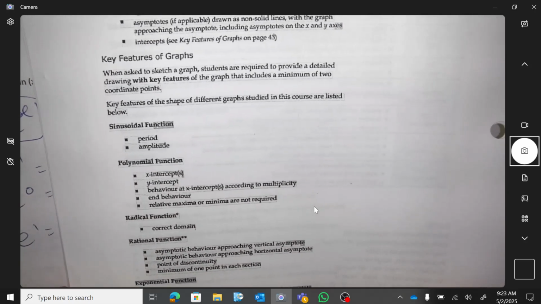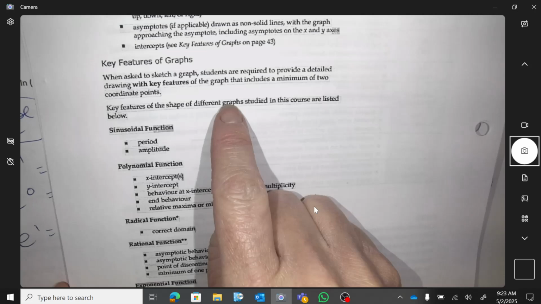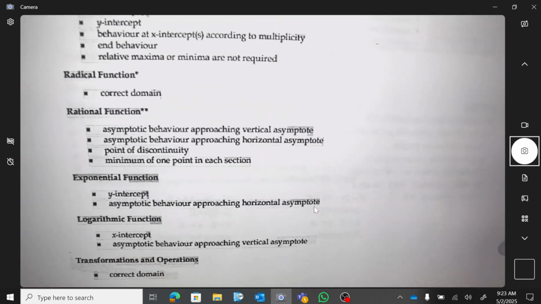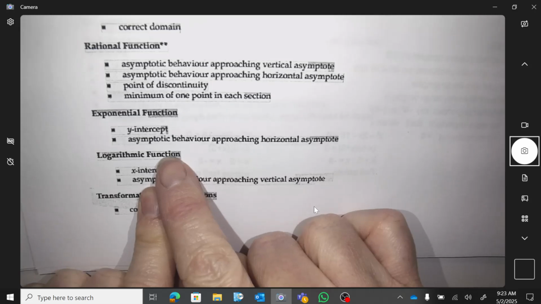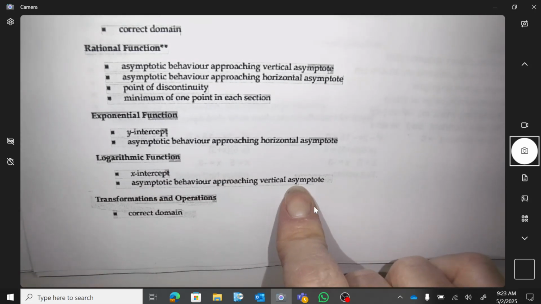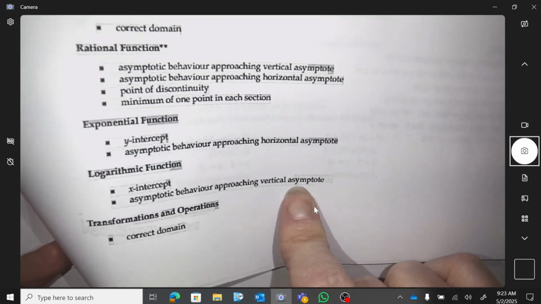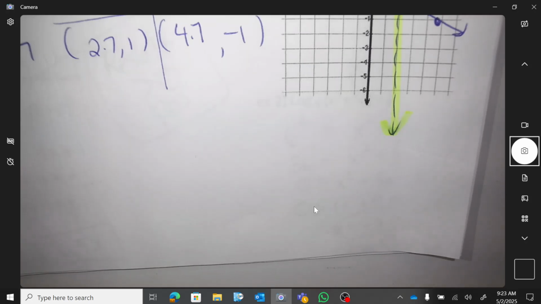This is the provincial document graph, minimum of 2 coordinate points. On your logarithmic function, you have to show your x-intercept and your asymptotic behavior on that vertical asymptote. Those are the things that they're looking for on the provincial. Which we've covered. I like to stick to the 3 points, but I guess 2 is the required number.